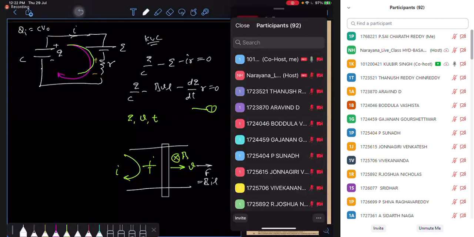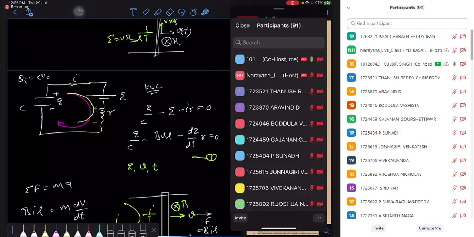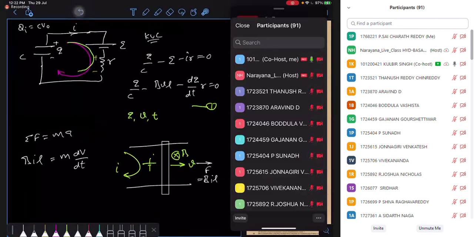We can apply Newton's law here. Net force equals ma. The net force is only the magnetic force, which is BIL, equal to m dV/dt. Current, I don't know the value of current. We have no idea about it, since we have only assumed the current. So in this case, I can take the value of the current as m dV/dt divided by BL.